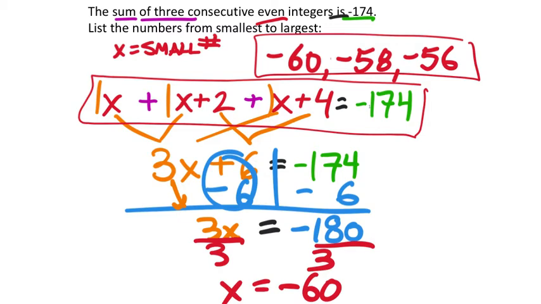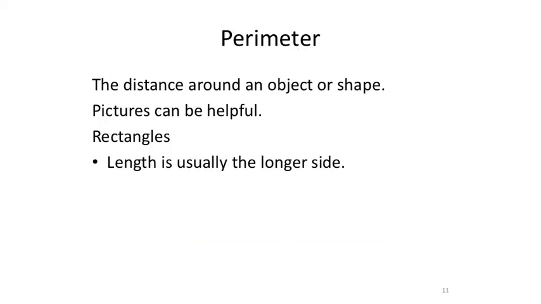Yeah, if by chance this problem said odd instead of even, let's just replace this with odd, this equation does not change at all. Perimeter is just the distance around an object or shape. Generally, we're dealing with rectangles. You just have to add all the side lengths together. Bam, there you go. Perimeter, right? And like I said, we're usually dealing with rectangles like this one.